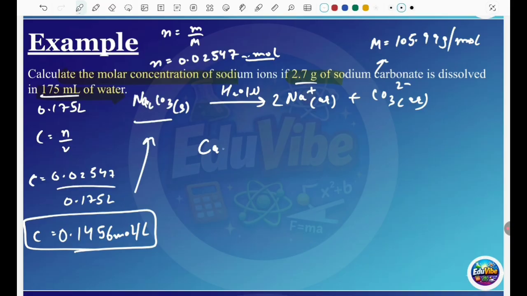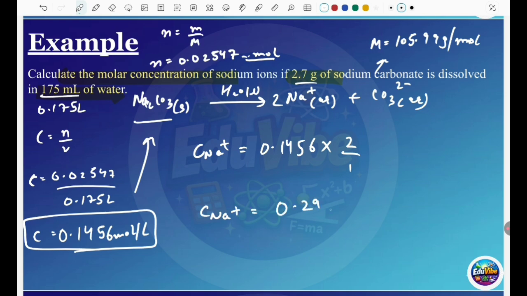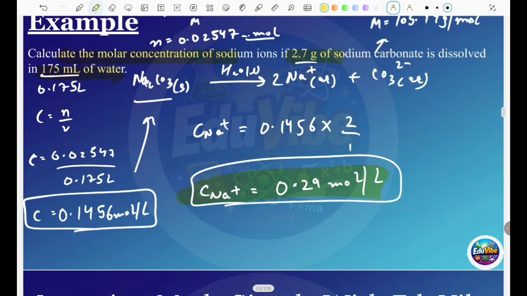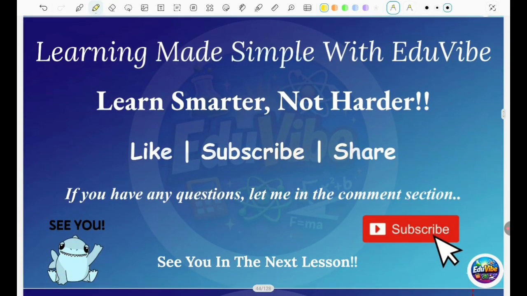Now you find the concentration for the Na+, which is equal to 0.1456 multiplied by 2 by 1. So you will get about 0.29 moles per liter, and this is your concentration. So that's how this all works. Easy calculations, same as the volume thing we did, and this is just a concentration. So that's all you have to do, and that's the end of this lesson.